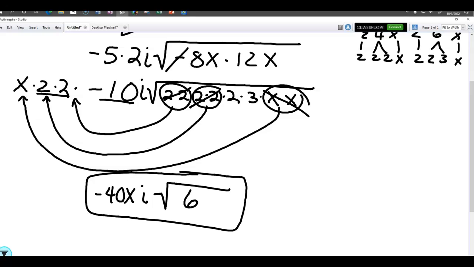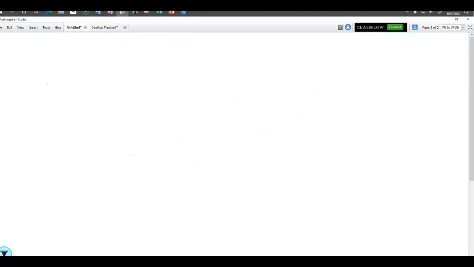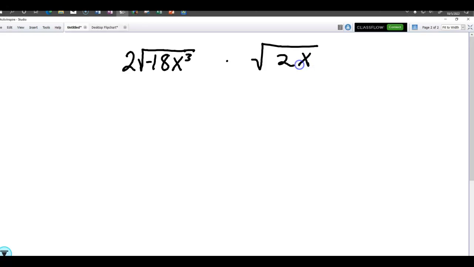All right. So I'm going to move on to another one. Let's see here. So let's say I have 2 square root of 18 x cubed. We're going to make that 18 a negative times square root of 2x. Make that a negative. I guess we'll put a number out here. Why not? So we'll call this number 2.